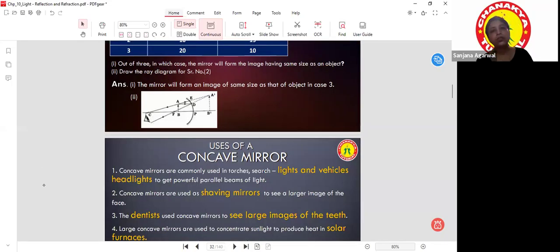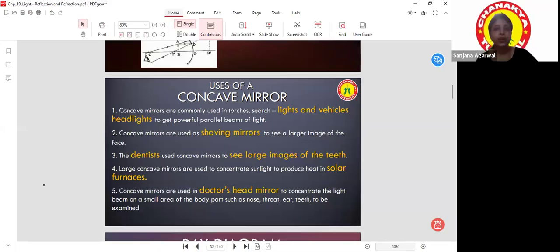Okay, so here come the uses of concave mirror. Concave mirrors are commonly used in torches, searchlights, and vehicle headlights to get a powerful parallel beam of light, because we know whenever we keep our object at focus, the image is obtained at infinite distance. That means all the rays of light after striking the mirror pass straight to a longer distance and meet at infinite distance. So this property is being used in searchlights, vehicle headlights, etc.